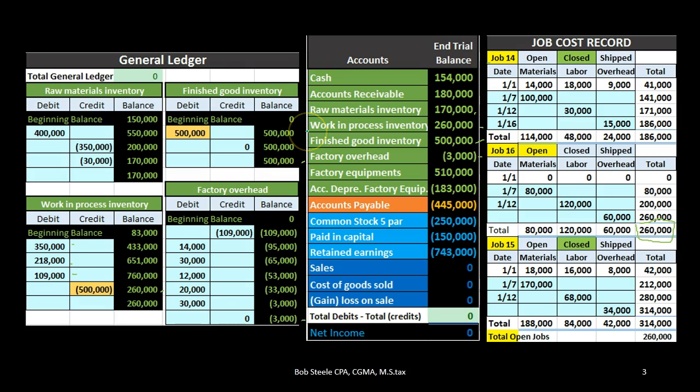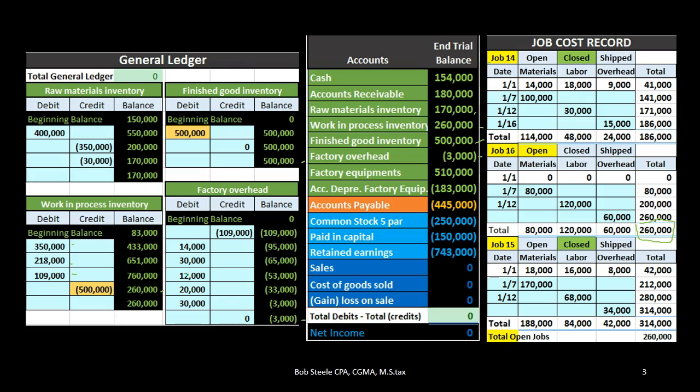These accounts will be backed up, like all accounts, by general ledger accounts. For example, GL accounts: raw materials, finished goods, work in process, factory overhead. Those accounts are in order by date of transaction, with totals in the general ledger accounts equaling totals on the trial balance. For example, raw materials inventory equaling $170,000 on the GL, also equaling $170,000 on the trial balance. Same is true for finished goods, work in process, and factory overhead.